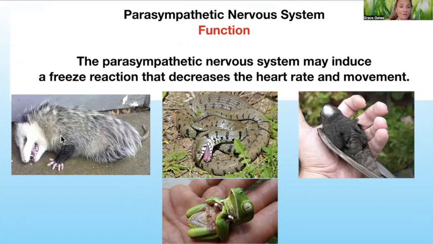And here we have on the far left a possum playing possum, but we see a snake and frog, a little cute little frog, and a bird, all of which have just frozen up and fallen over with extremely decreased heart rate and movement. But they're actually not dead. They're just playing dead to scare off the threat.